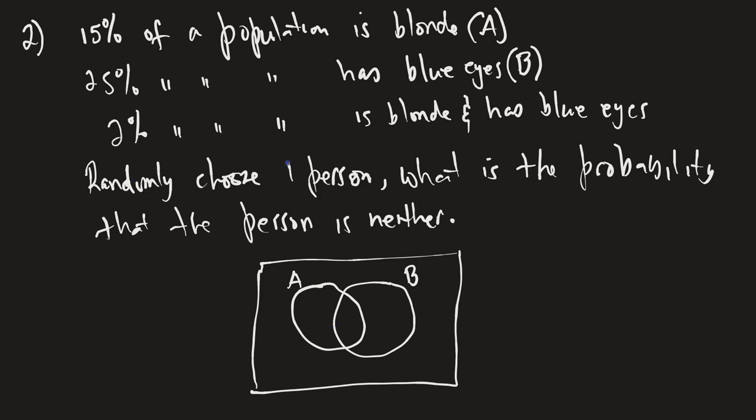So 2% is blonde and has blue eyes. The "and" there, that's the intersection. So that 2%, and I'll write it as a decimal, will go in here. 0.02. My circle is a little too small. Let's see how big I can make this.